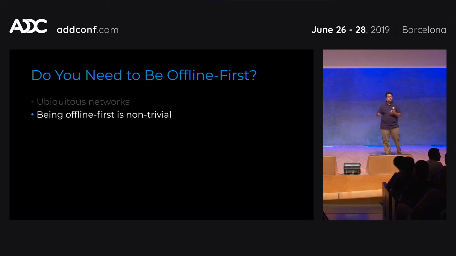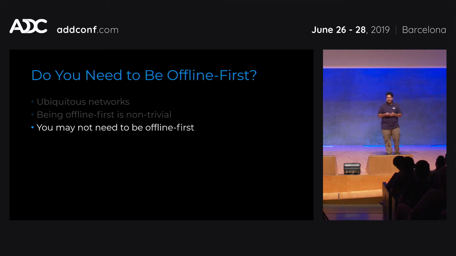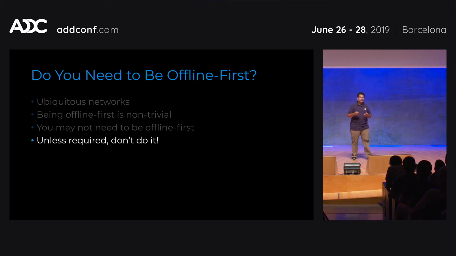And as you'll hopefully figure out in the next 30 minutes or so, being offline first is really non-trivial. There's a lot of problems. And of course, you may not need to be offline first, right? So for example, if you're building a stock trading app, it'd be pretty silly to have that be offline first, because you don't want to give users old data. They may make decisions based on that that'll end up damaging them overall, right? So unless you need it, don't do it. Take it from someone who's done this many times before.